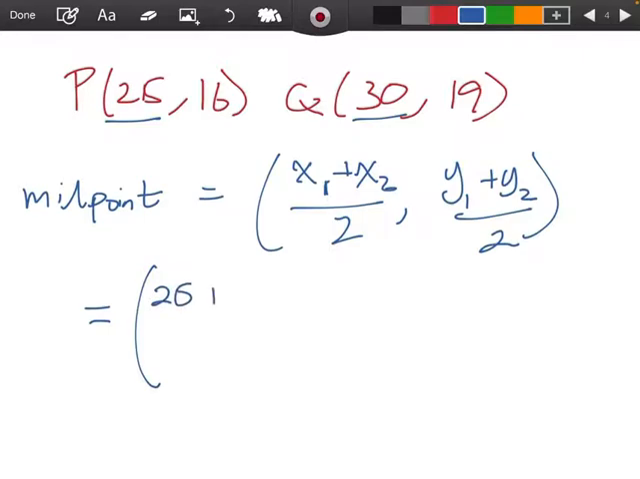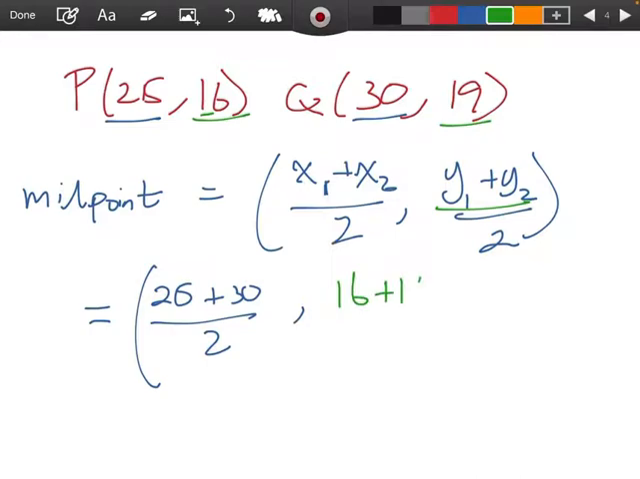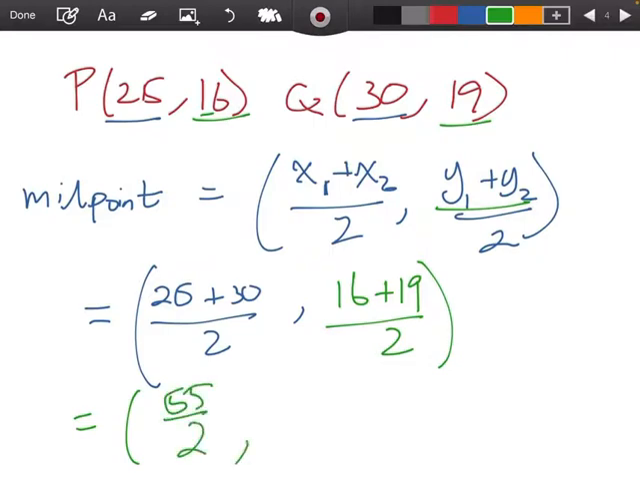So we're going to take 25 and 30, add them, divide by 2, and then here is our y1 and y2, those are those numbers there. So 16 and 19 over 2. Okay, so let's see, 25 and 30, that's 55 over 2. 16 and 19 should give me something like 35 over 2.